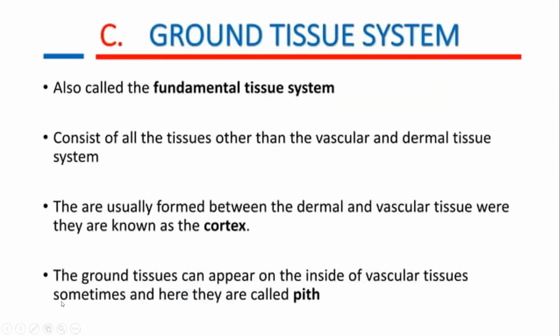Okay, so next one is the ground tissue system. It is also known as the fundamental tissue system, and it consists of all the tissues other than the vascular bundles and dermal tissue system. They are usually formed between the dermal and vascular tissues, and are known as the cortex. Ground tissue can also appear on the inside of the vascular tissues, and that is called the pith or medulla.